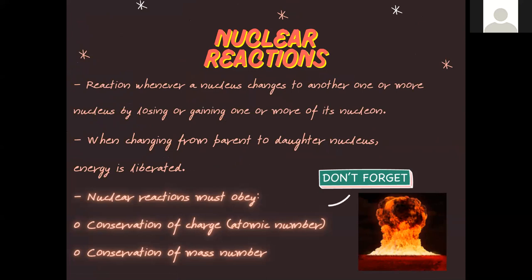When changing from parent to daughter nucleus, energy is released. If you're asking me how a nucleus changes to a new daughter nucleus, it is able to change its nucleon number by emitting particles or radiation. In this, we must always remember that a nuclear reaction must obey the conservation of atomic number and conservation of mass number, which simply means that it has to be balanced with its parent element.